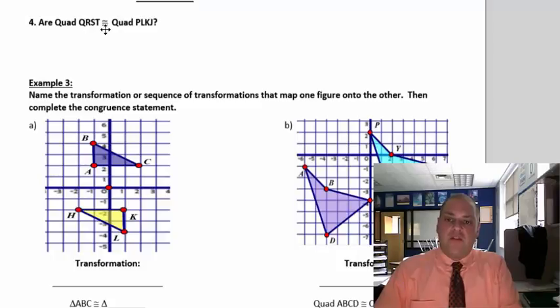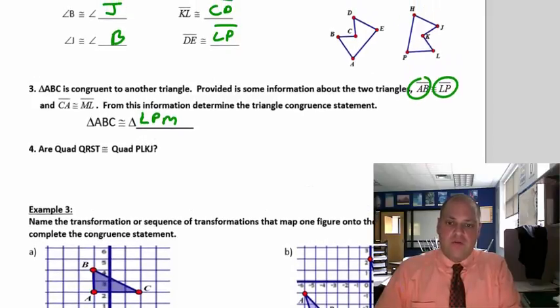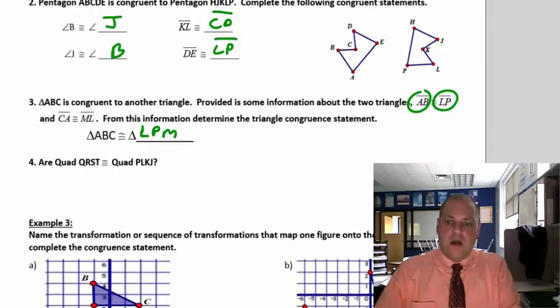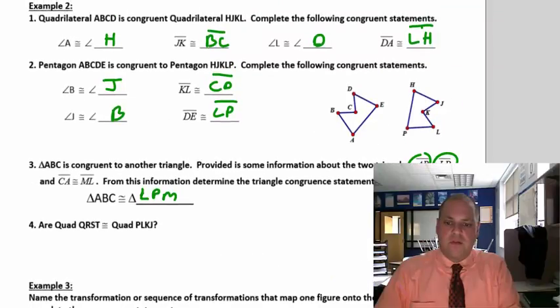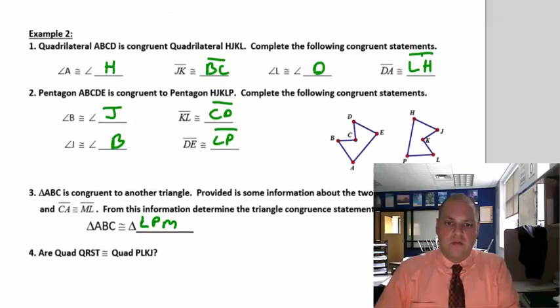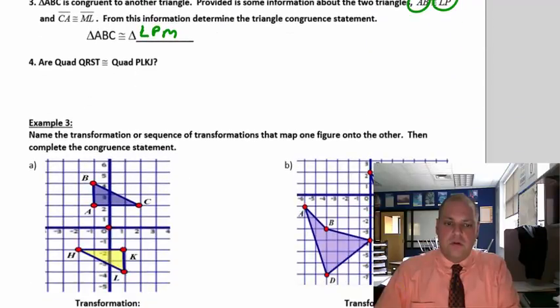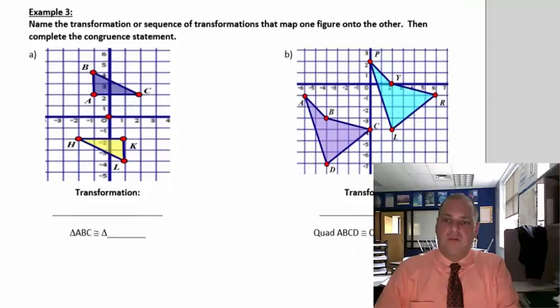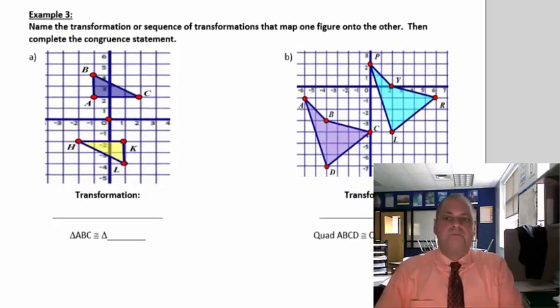Are quad QRST and quad PLKJ congruent? Are those two congruent? What quadrilaterals are you talking about here? What the heck did I do? All right, so I don't have anything. So we're going to cross that off. I don't know what happened there. All right, so we don't have those quadrilaterals. All right, here we go.